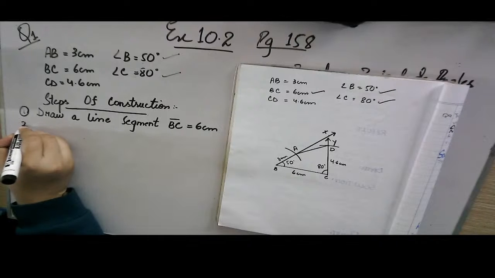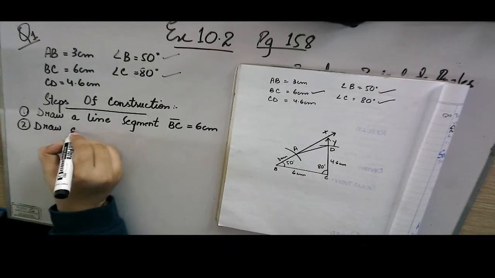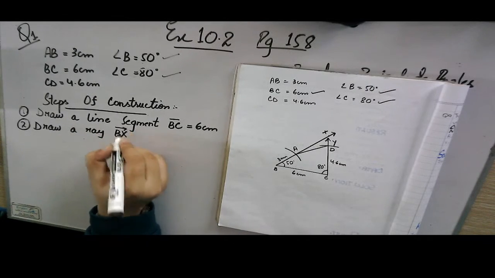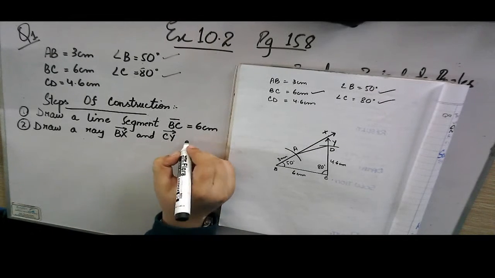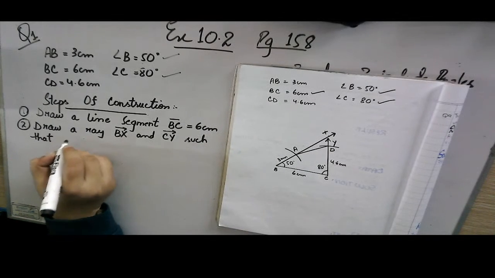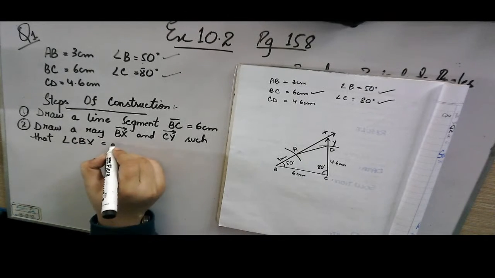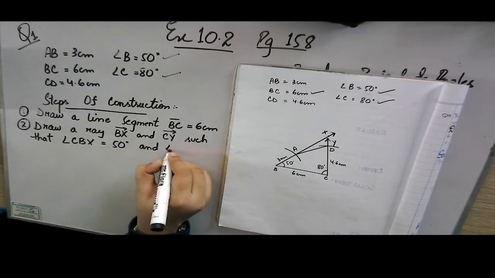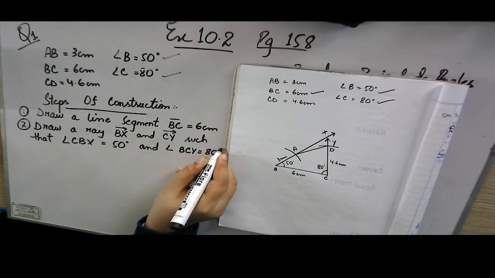Then point number 2 is draw a ray BX and CY such that angle CBX is equal to 50 degree and angle BCY is equal to 80 degree.